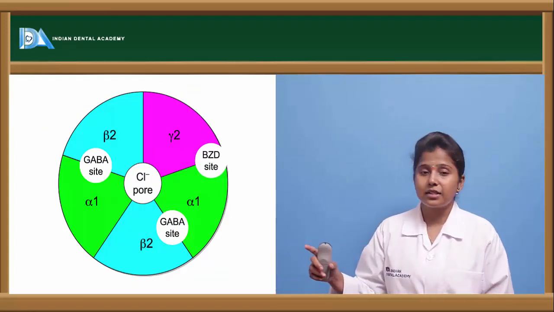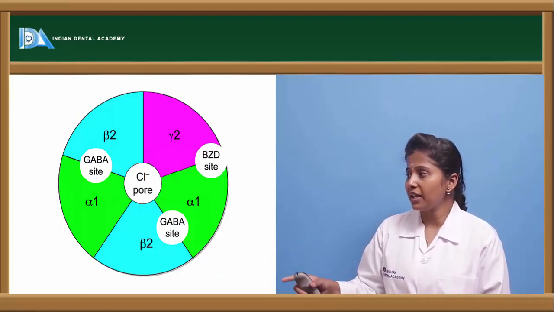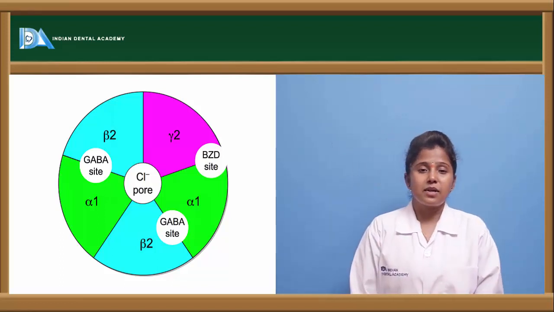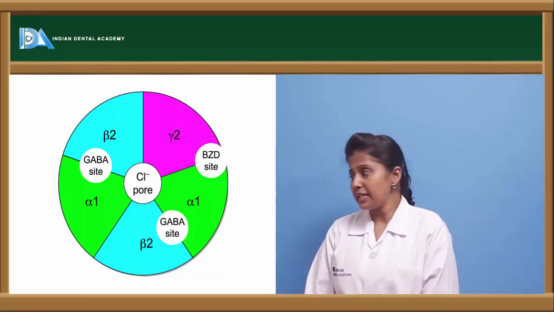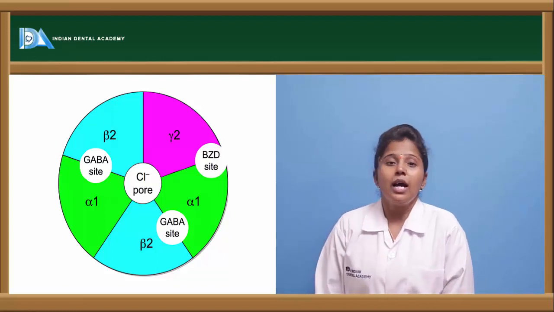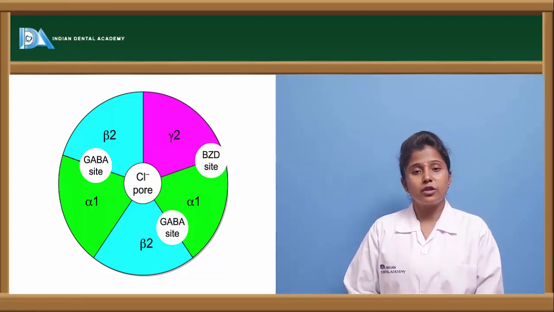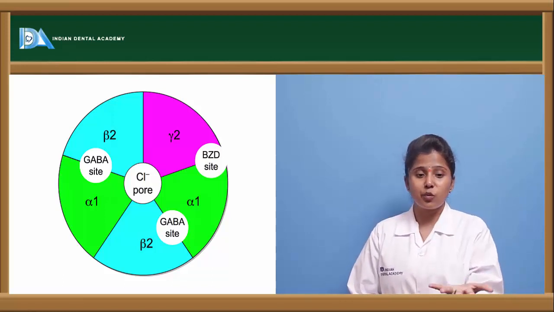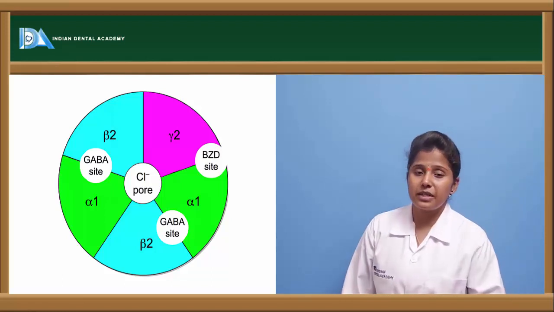Here these are the various subunits of the GABA receptor, and here we can see the benzodiazepine site as well as the GABA site. The GABA site is a place where GABA binds, and the benzodiazepine site is a place where benzodiazepines bind. So if the benzodiazepines bind, the GABA receptor gets opened, and chloride entry takes place into the cell.